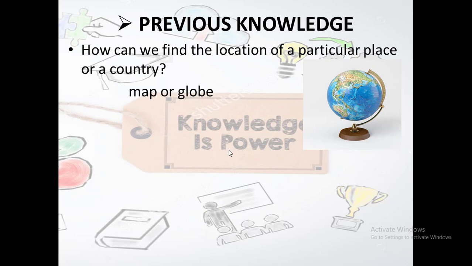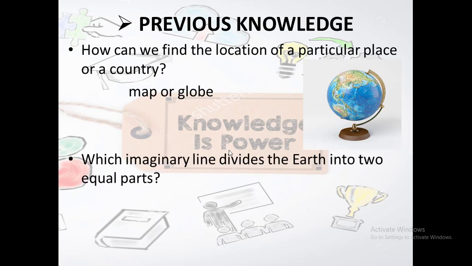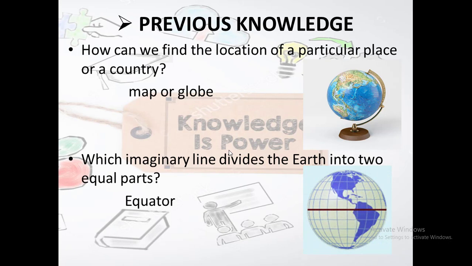Now, the next question is, which imaginary line divides the earth into two equal parts? Yes, equator. And you can see the line of equator in this diagram. Here, this is the line of equator which divides the earth into two equal parts.